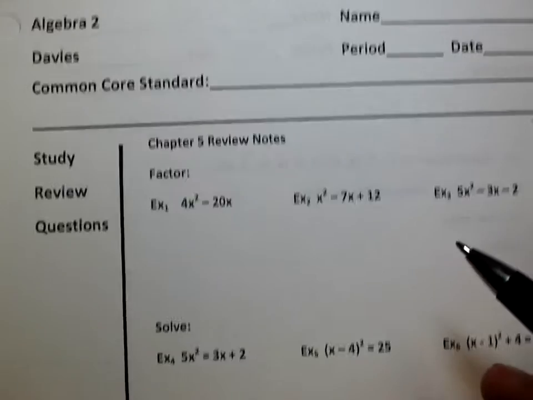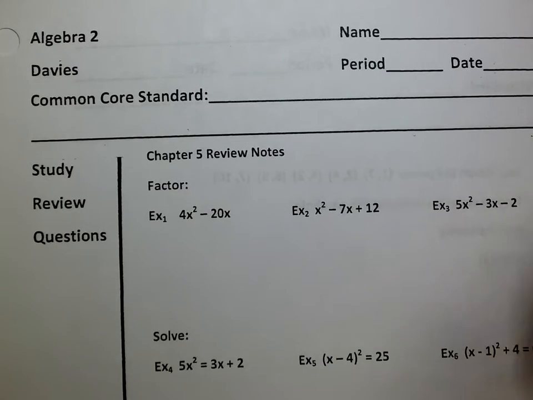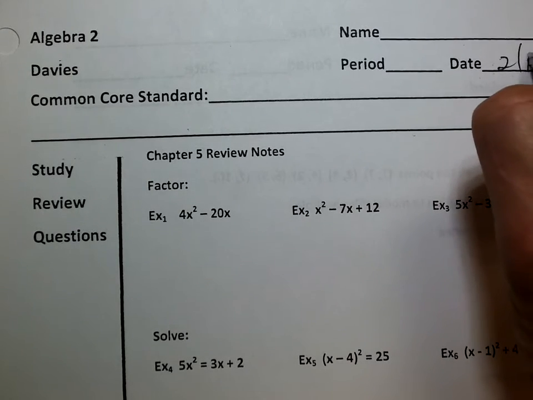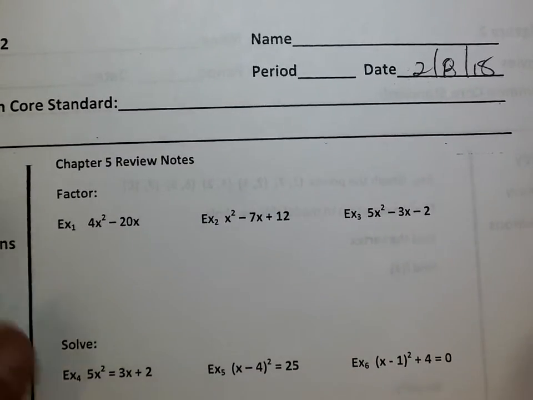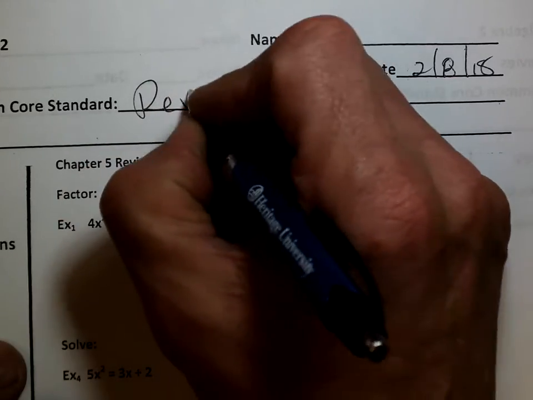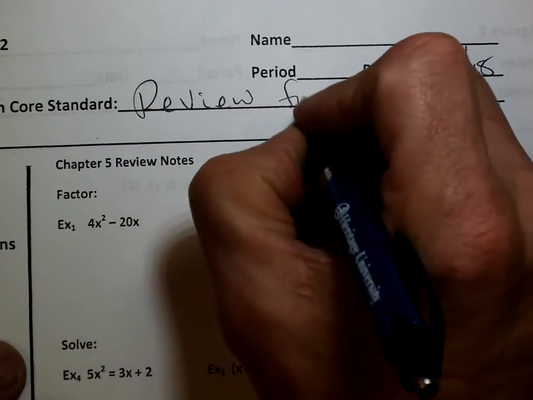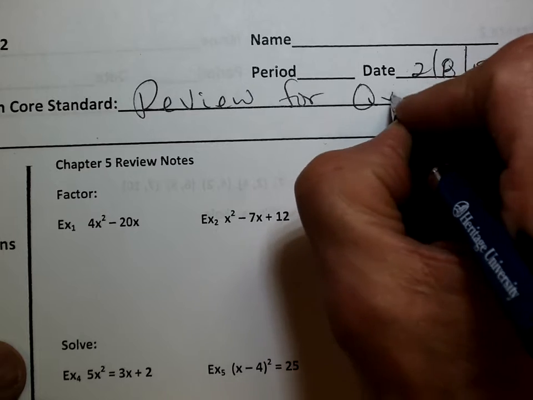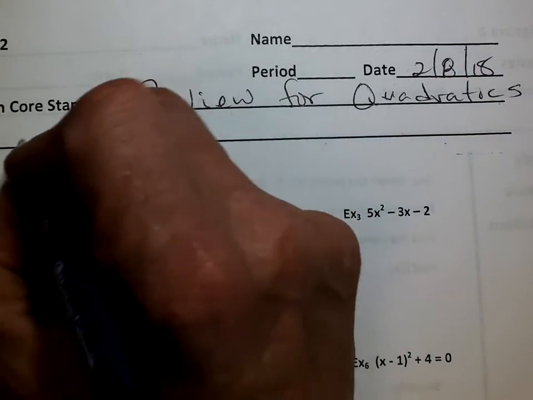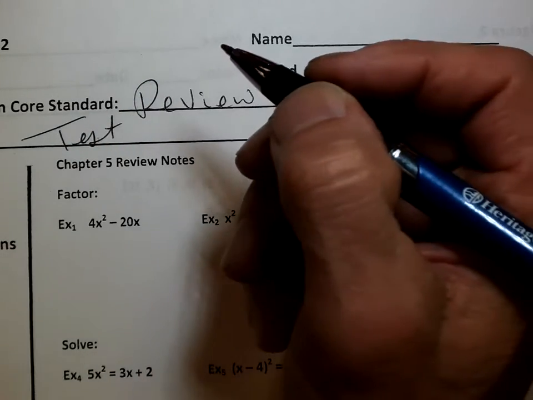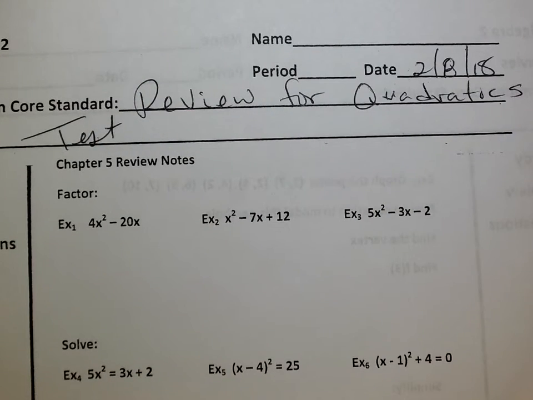Okay, so today it is 2/8/18. There is no common core standard. It's basically the review for our quadratics test, and I'll call it a test. I don't care, it doesn't matter. They're all worth 25 points, so don't freak out thinking, oh my gosh, it's a test.